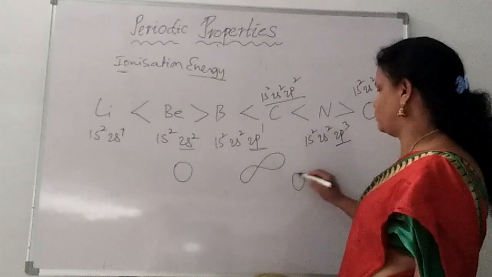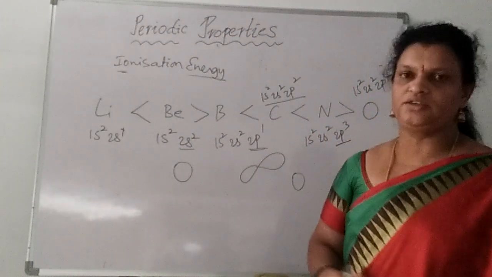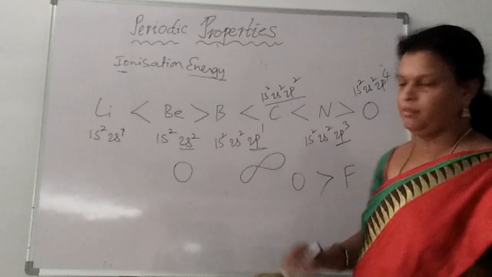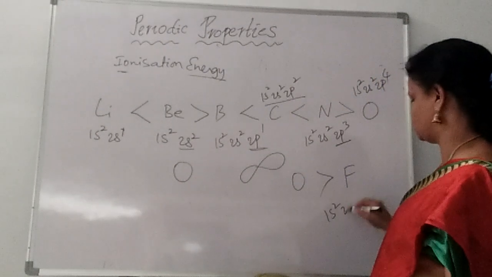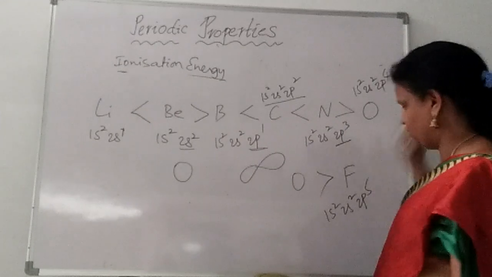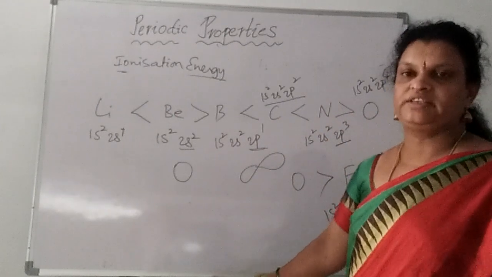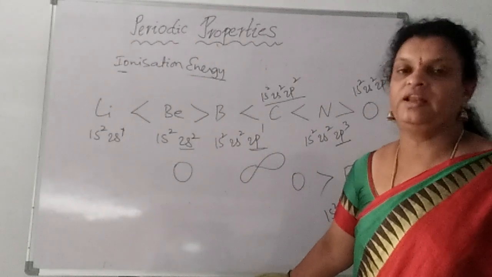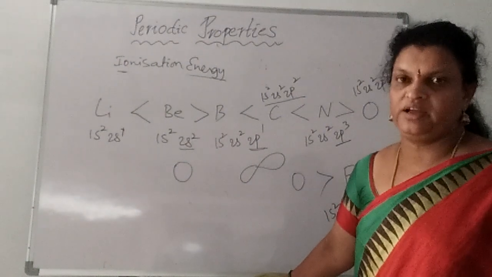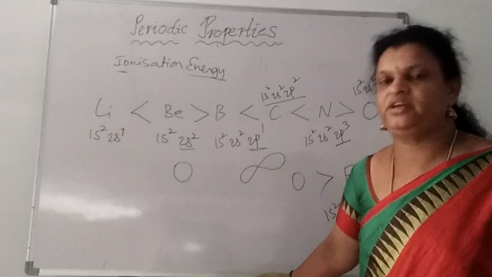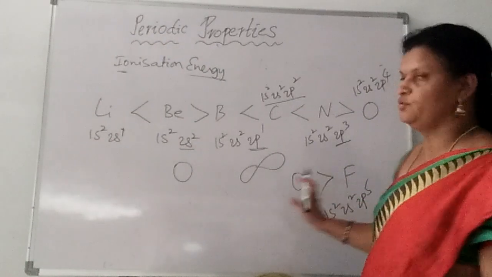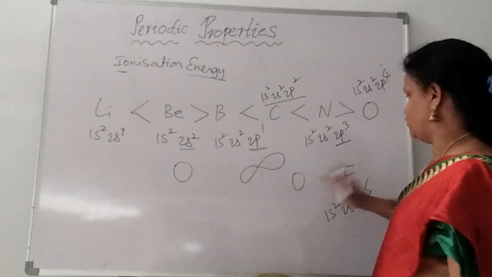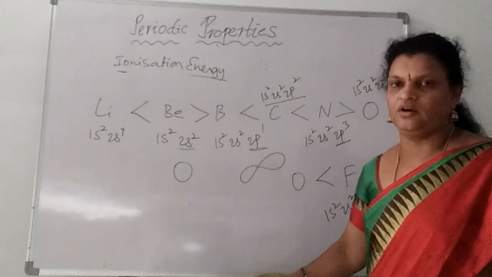Next, if you compare oxygen and fluorine, fluorine will be greater than oxygen. Here the electron configuration is 1s2, 2s2, 2p5. Not only the electron configuration, the size of fluorine is also very small. It is a highly electronegative element compared with all the remaining, meaning it does not want to lose its electron. That is why the ionization energy is greater for fluorine compared with oxygen.